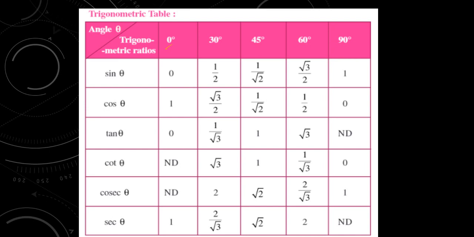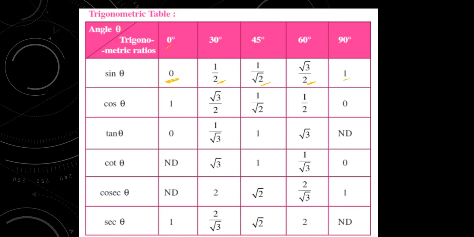So first of all, we need to remember the basic 0, 30, 45, 60 and 90 degrees values for all the trigonometric ratios. If you observe, the value of sin 0 is 0. Next, the value of sin 30 is 1 by 2. Sin 45 is 1 by root 2, sin 60 is root 3 by 2, sin 90 is 1.